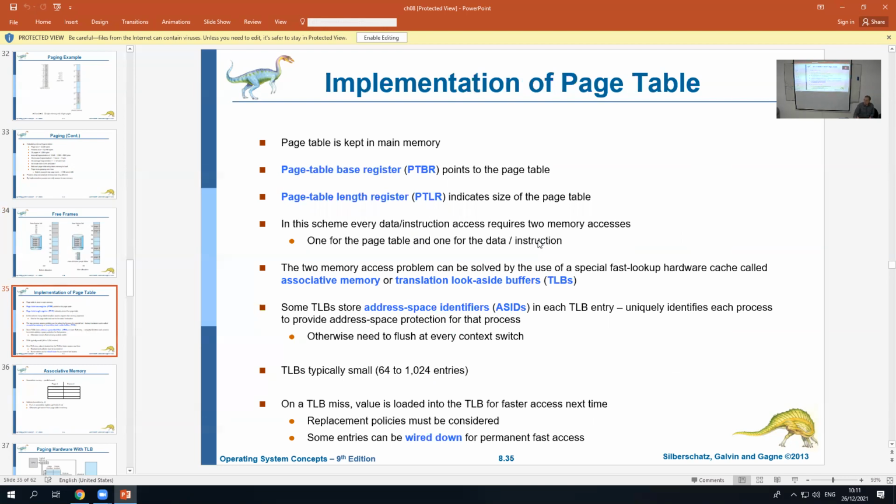Remember instruction fetch from operating systems? The first step is instruction fetch. That's also a memory read. So I do one for the page table and one for the instruction fetch. The two-memory-access problem can be solved by the use of a special fast lookup hardware cache called associative memory, or translation look-aside buffer. We learned this in MIPS, TLBs. You have a TLB, which is a translation look-aside buffer.